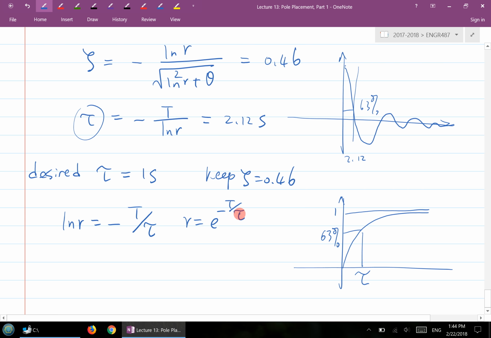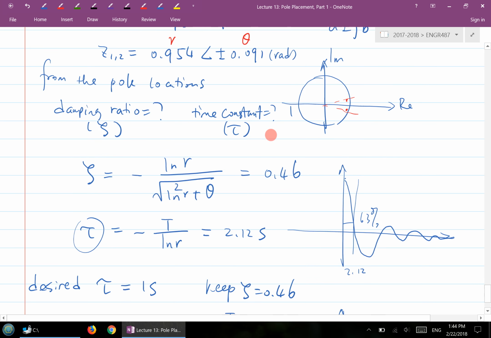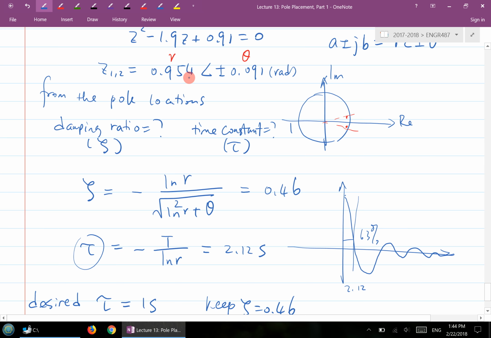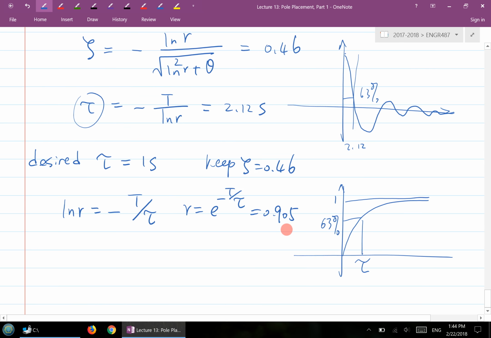Now plugging in tau of 1 second over here, and the sampling time 0.1 in here, this gives you 0.905. And that's different now. Originally it's 0.954, isn't it? That's your R.